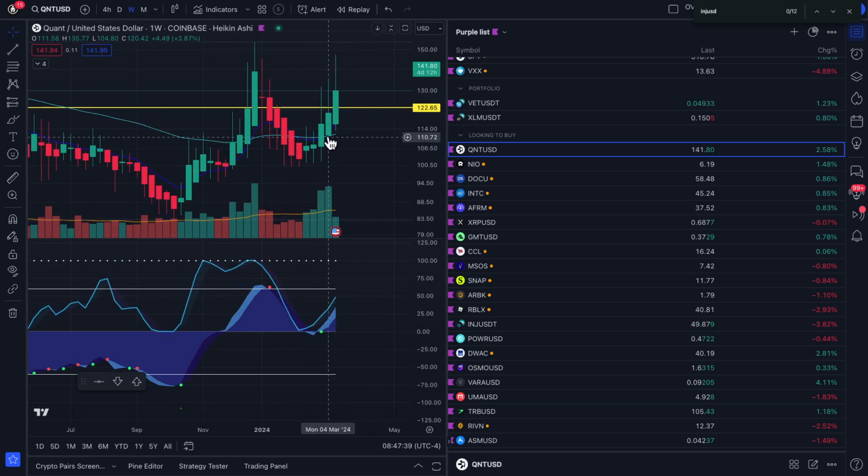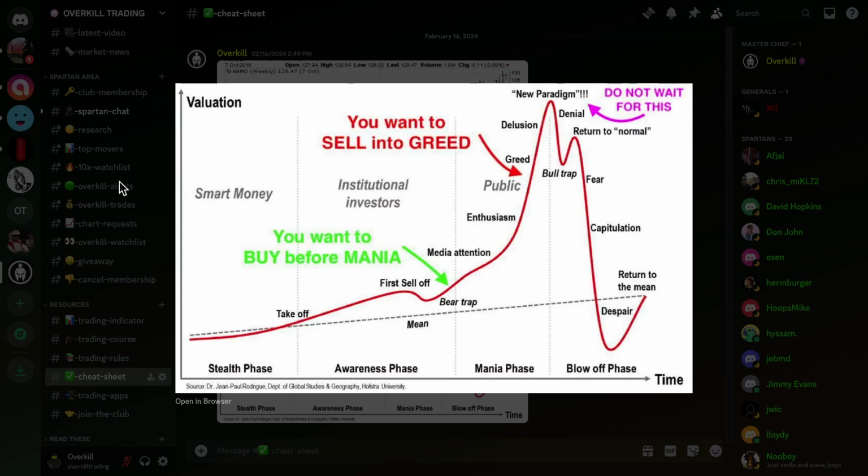Did I miss some of the meat of the trade? Yes, I did, because I didn't get in on these doji candles, but that's okay. Again, we want to buy when the stochastic is down here, folks. That's the strategy. All the resources you need are over here in the Discord.